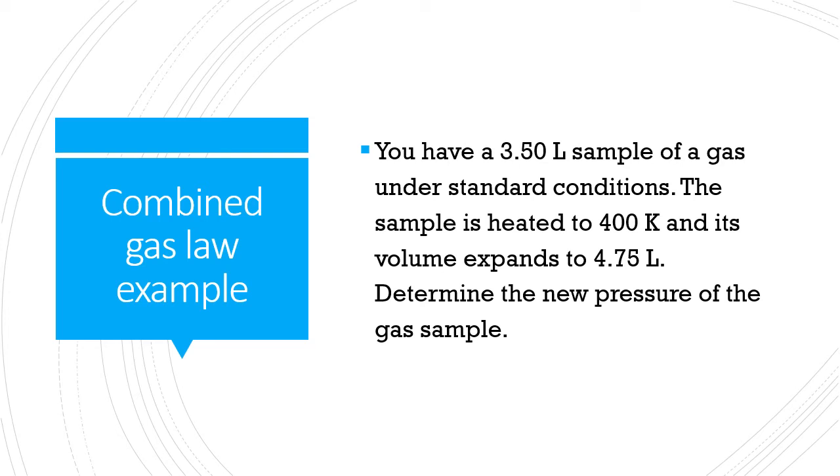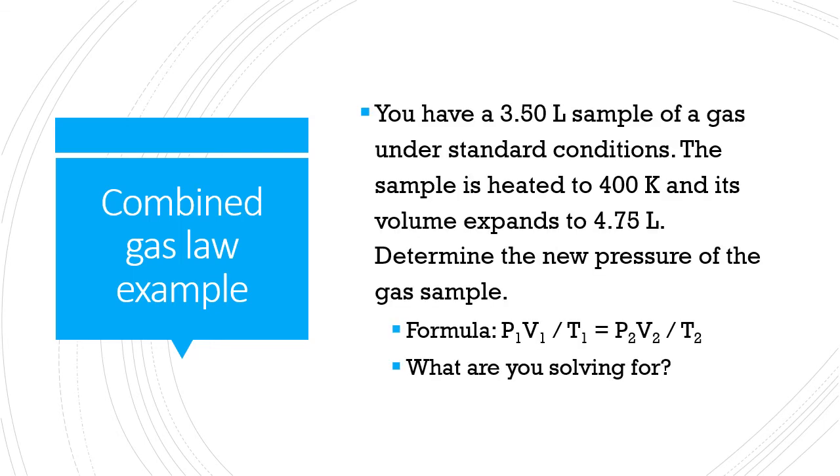You have a 3.50 liter sample of a gas under standard conditions, which would be 1 atmosphere and 298 Kelvin. The sample is then heated to 400 Kelvin, and its volume is allowed to expand to 4.75 liters. Determine the new pressure of the gas.